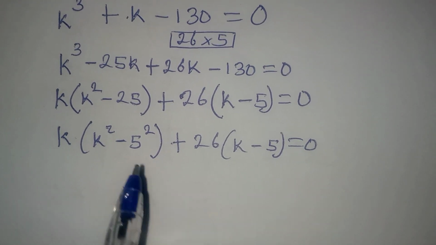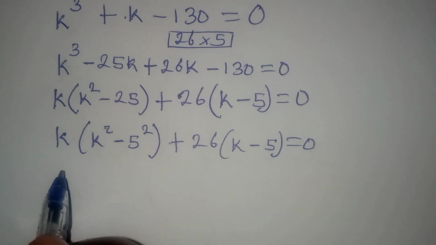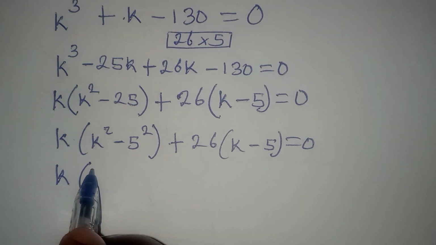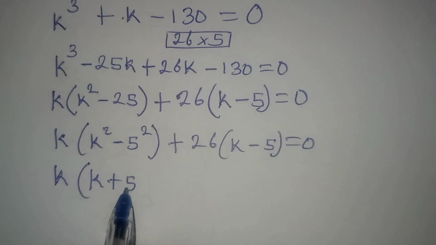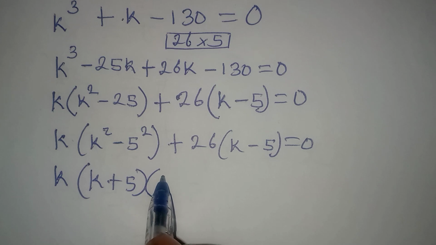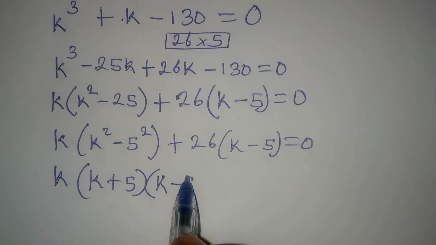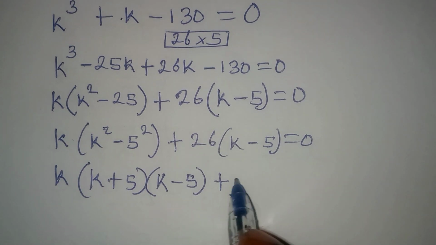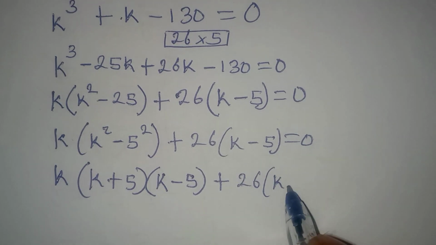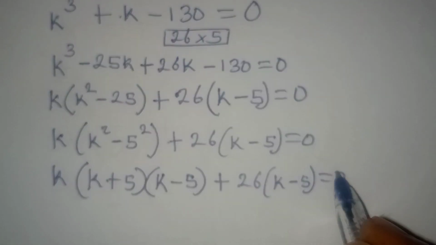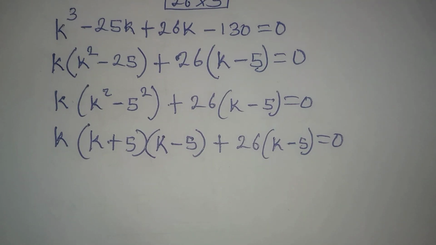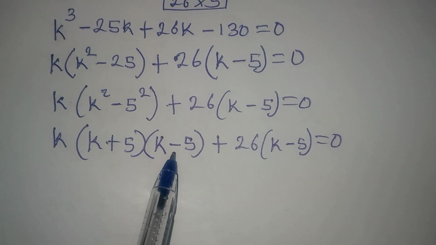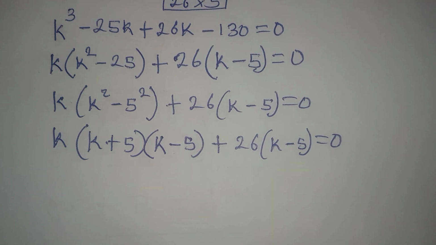Okay, if I take a step further, I'm going to apply difference of two squares here, so that k will be into, if you apply difference of two squares, you have k plus 5, and then in the other bracket you have k minus 5. Okay, this is what difference of two squares is about. And then plus 26 into k minus 5, and this is equal to 0. Now the next thing I'm going to do is to factor out common term. We have k minus 5, so it has to come out.